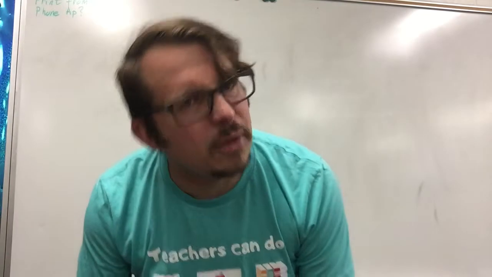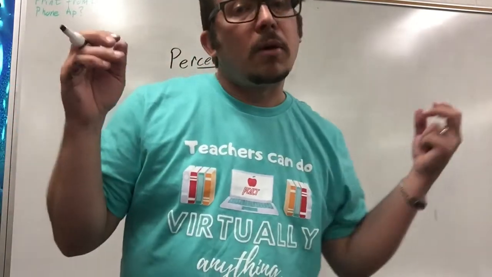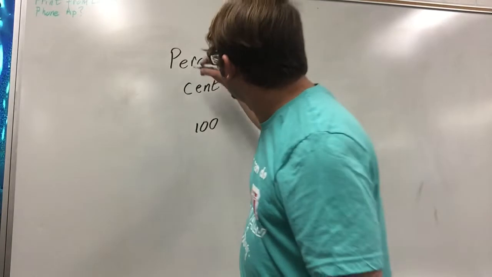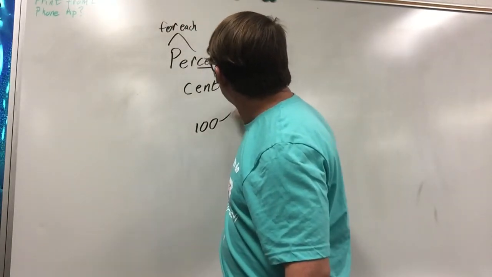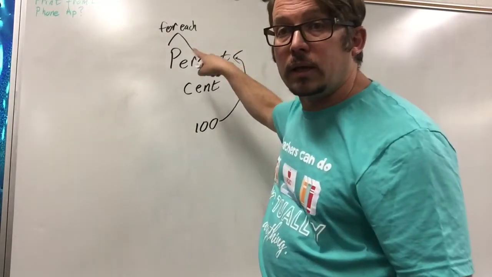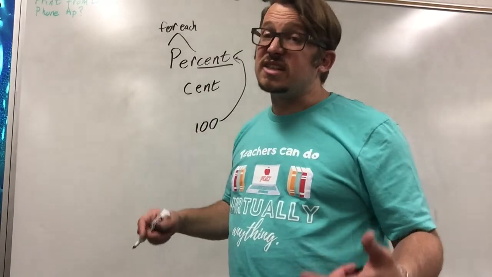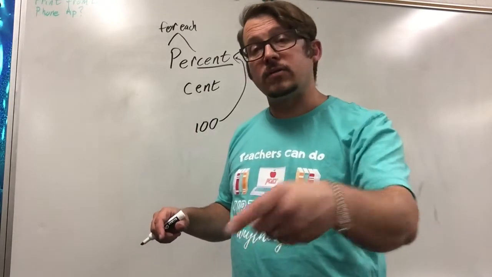What about the per? P-E-R. What's that all about? Well, percent. If it's percent, it is for each 100. So the per means for each. For each 100. So if I have something that's 72%, that means out of 100 things, 72 of them are that.